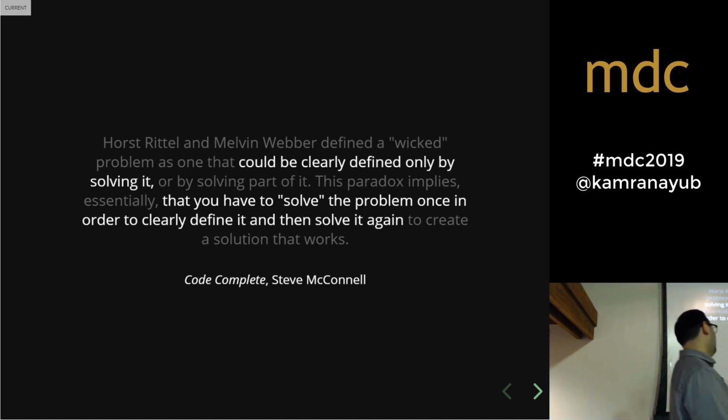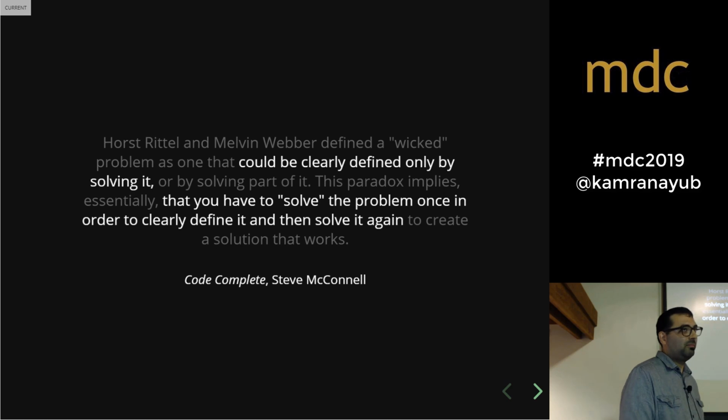Well, one of my favorite books on programming and software design is Code Complete by Steve McConnell. And in it, he describes the concept of a wicked problem. A wicked problem is a problem that you need to solve once in order to understand it, and then you can solve it again knowing what you know.